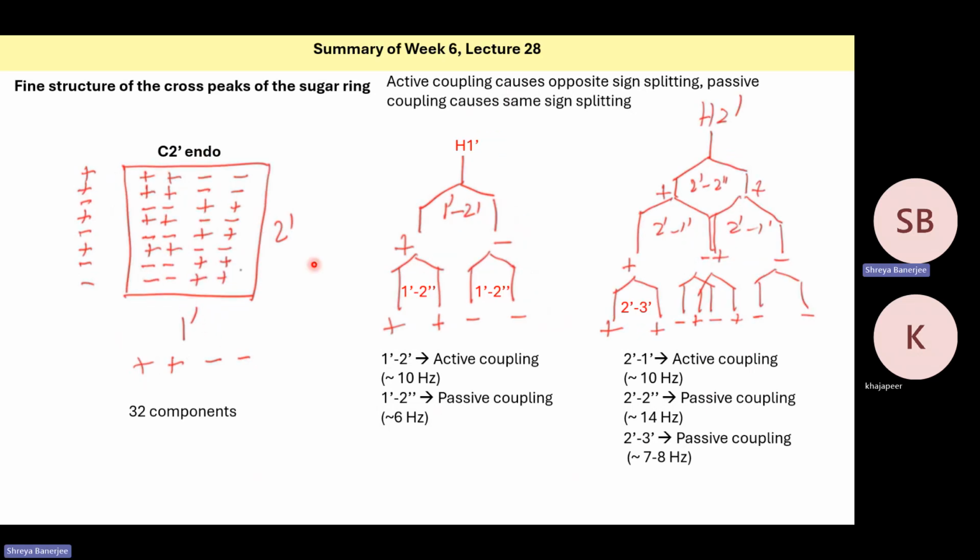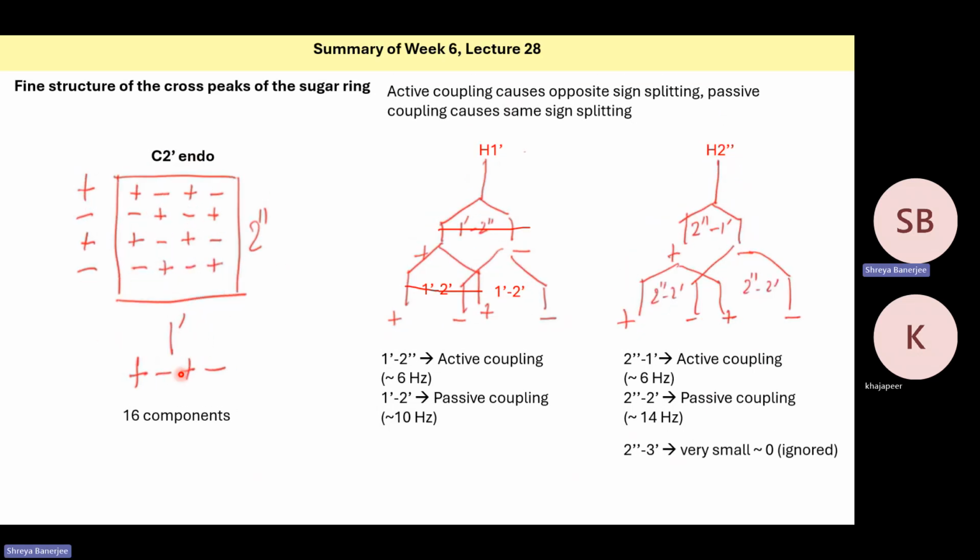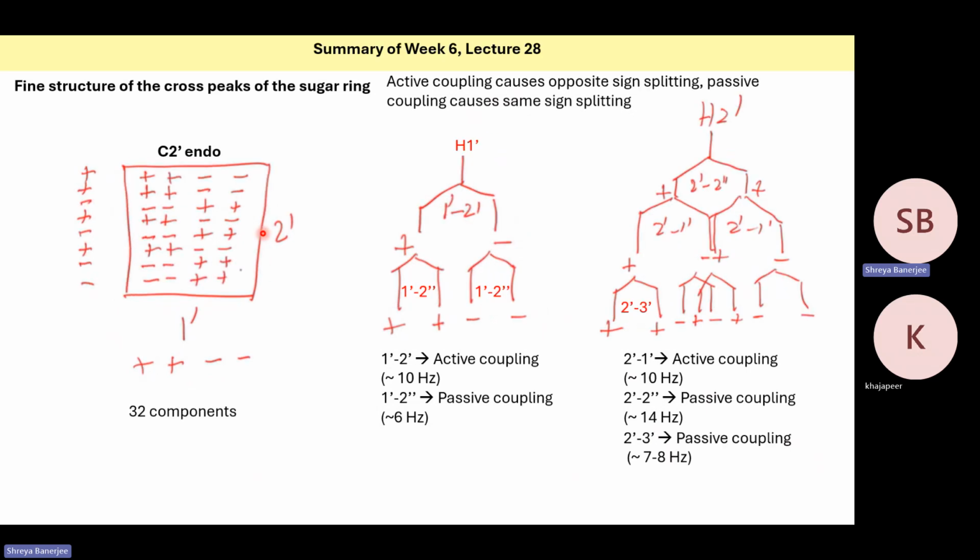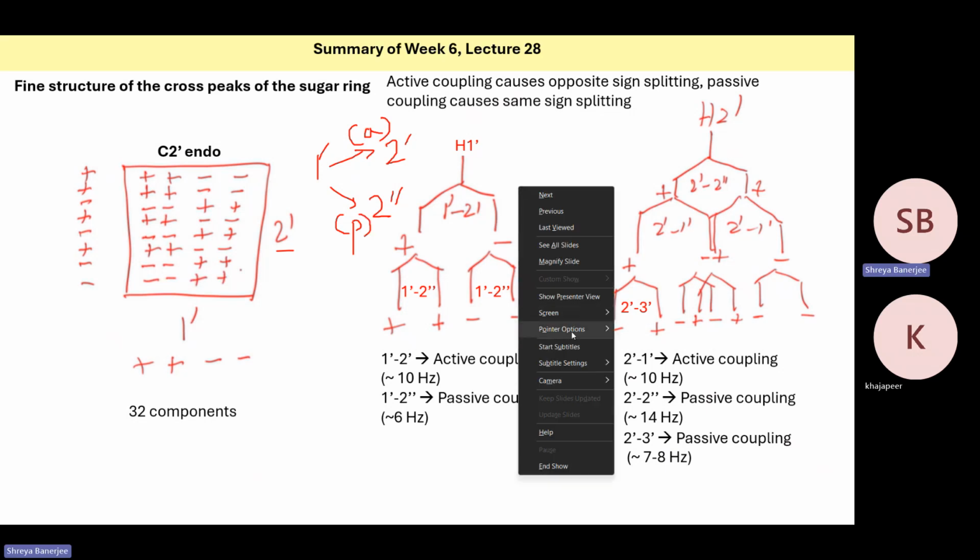We can also look, so now we have looked at 1 prime, 2 double prime. We can also look at 1 prime, 2 prime. So 1 prime is being split by 2 prime and 2 double prime. Because we are looking at 1 prime, 2 prime, this is your active splitting and this is your passive splitting. So first we will do the active splitting.